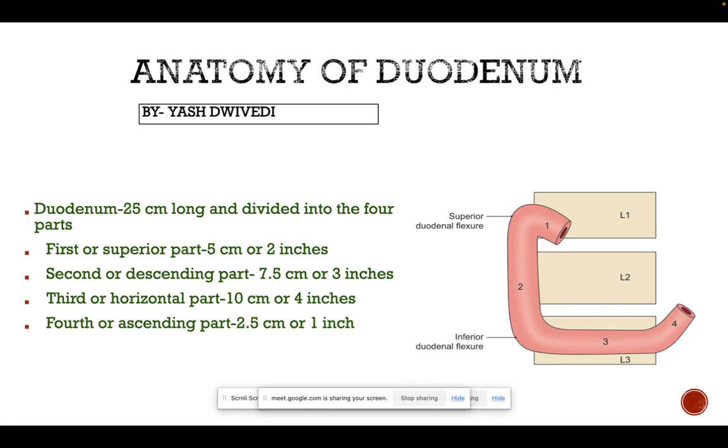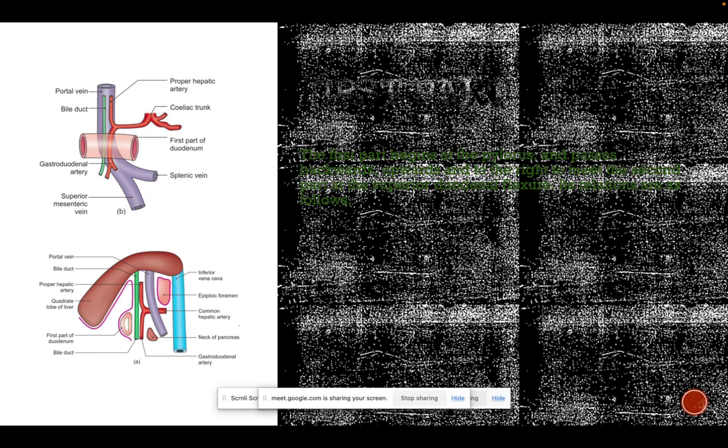Now we'll start discussing the anatomy of each part. The first part begins at the pylorus and ends at the superior duodenal flexure. The peritoneal relation: the proximal 2.5 centimeters is mobile, whereas the distal 2.5 centimeters is fixed. The proximal part has the lesser omentum above and greater omentum below. The visceral relations include: anteriorly there is the quadrate lobe of the liver and gallbladder. Posteriorly there is the gastroduodenal artery, bile duct, and portal vein. Superiorly, there is the epiploic foramen, and inferiorly, there is the head and neck of the pancreas.